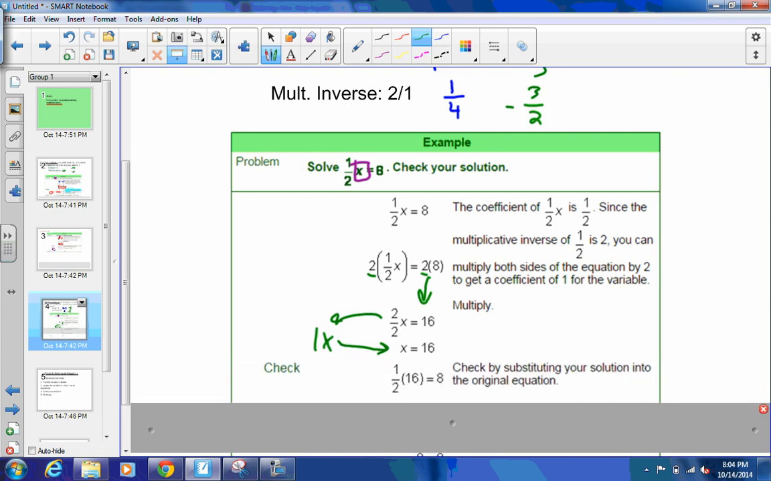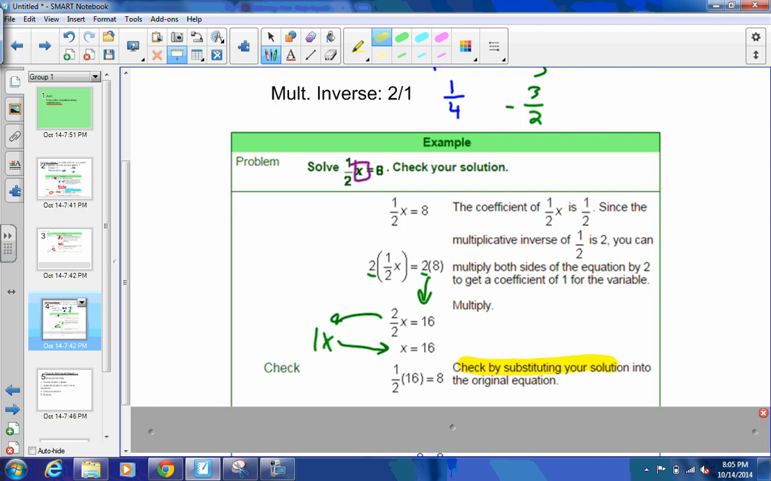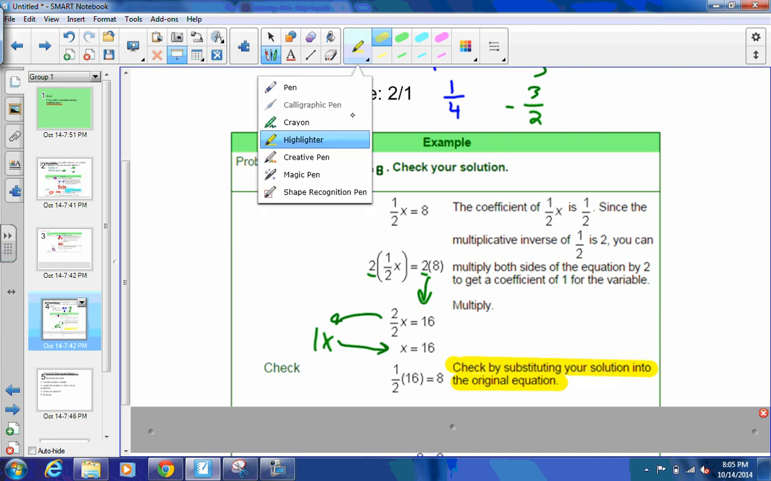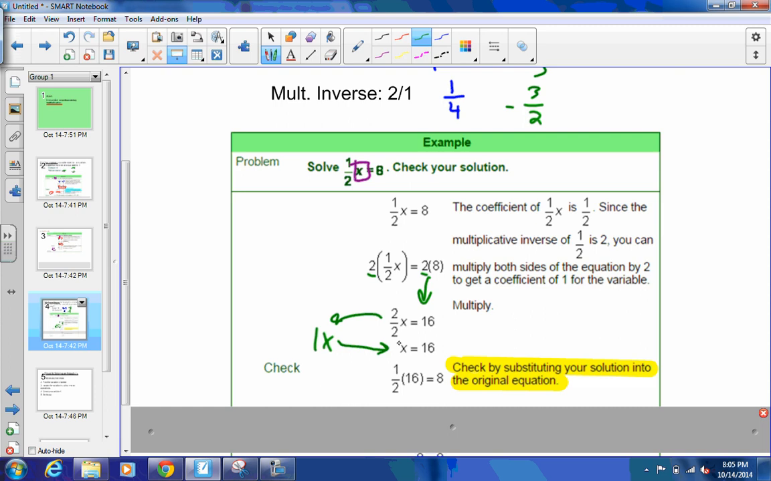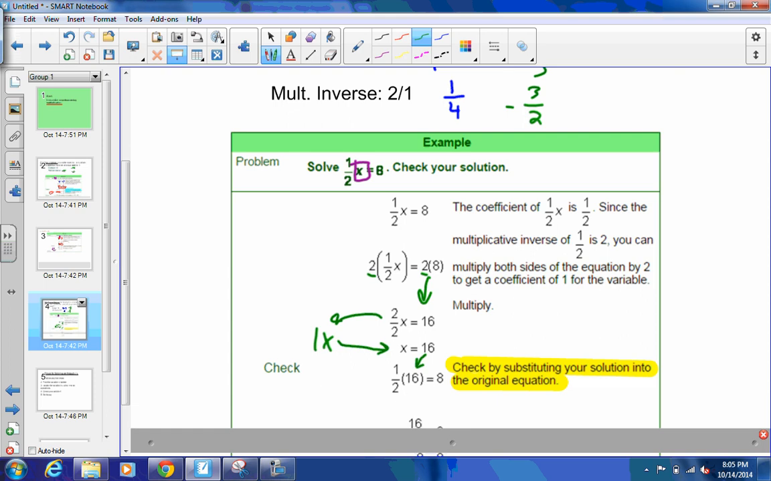But we still have to check our answer to see if it is correct. We check our answer, like we said earlier, by substituting the solution into the original equation and simplifying. I believe it was done for us already. You can see here, we're plugging this in for x in our original equation. 1/2 times 16 is indeed 8. So 8 equals 8, and that's a good thing. Then we know that what we did was correct.